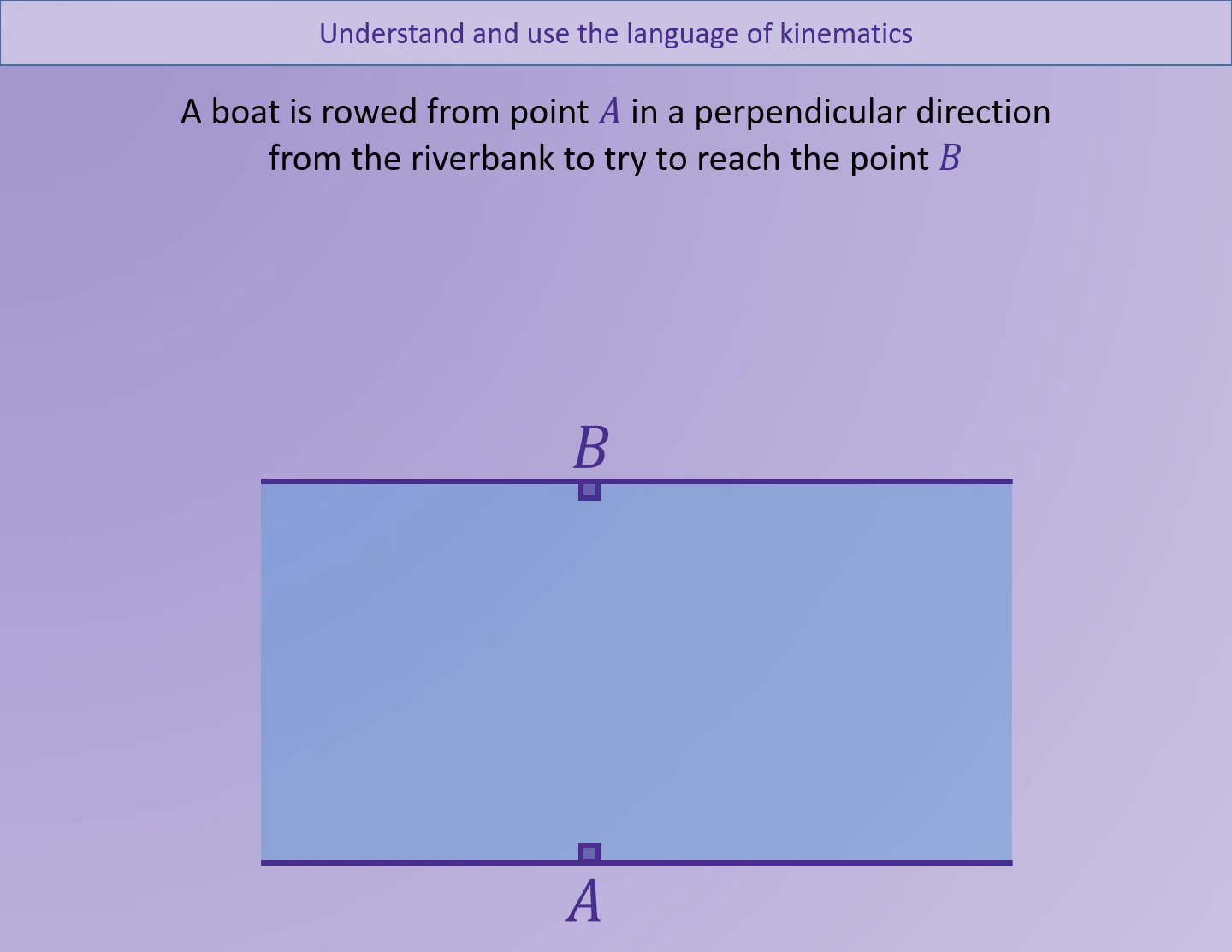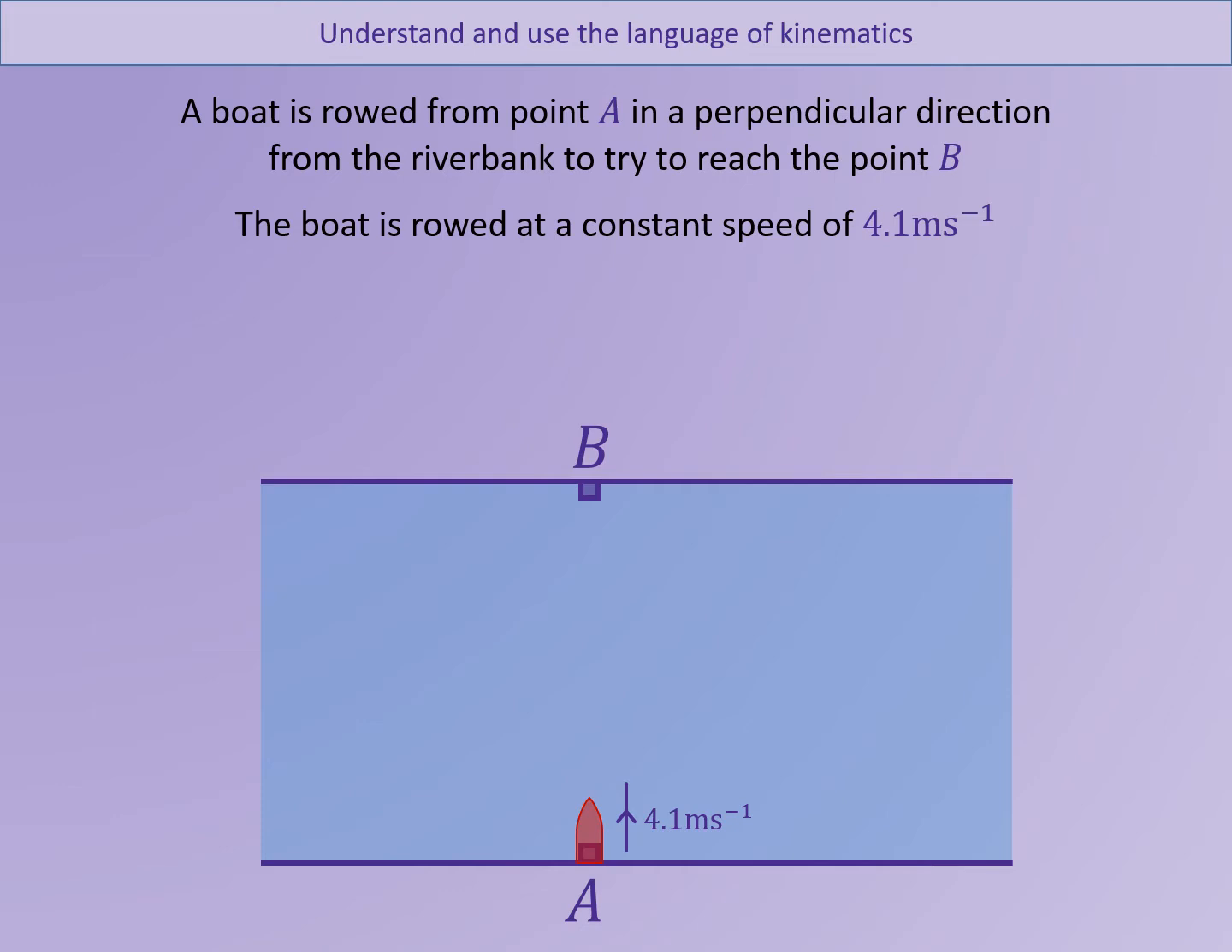In this section, we're going to look at using vectors to solve kinematics problems in the context of a boat travelling across a river which also has a water flow. So here we have a boat that is rowing from point A on one bank of the river in a perpendicular direction to point B on the other side. The boat is being rowed at a constant speed of 4.1 metres per second.